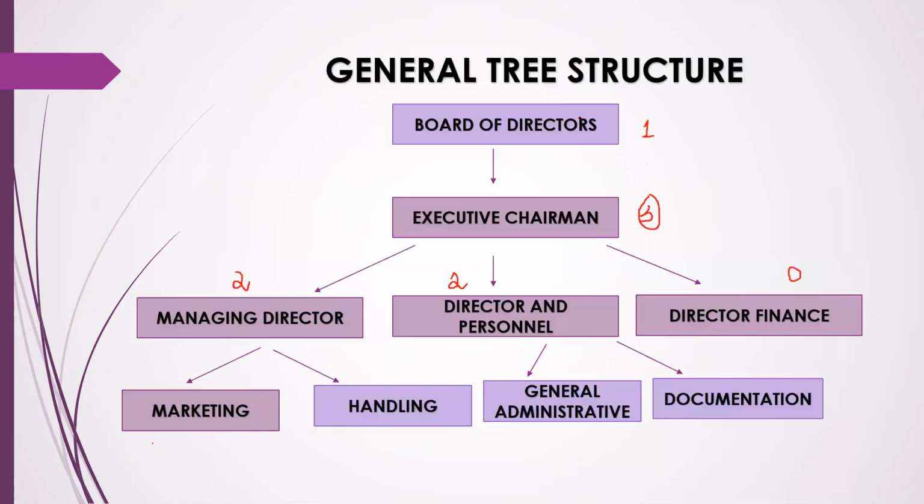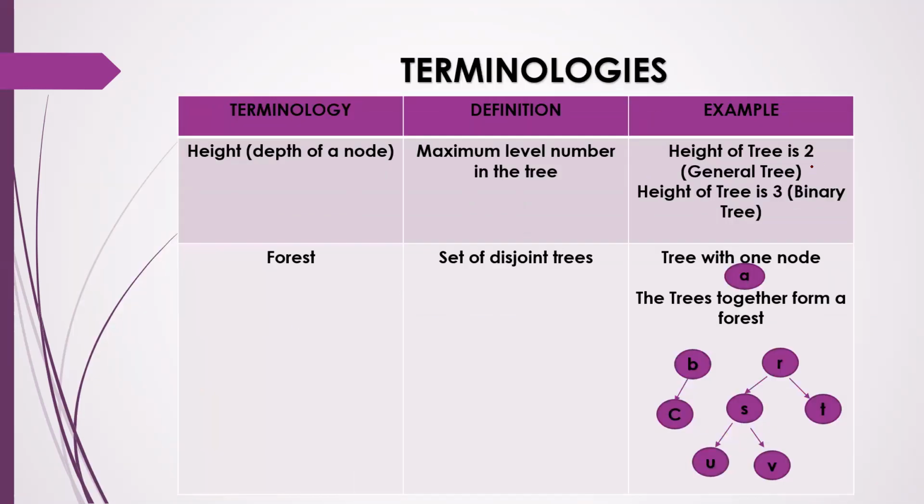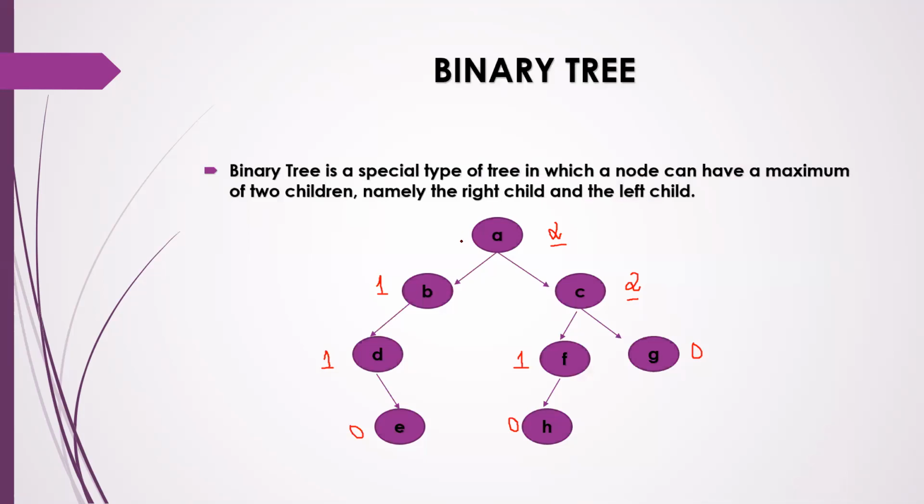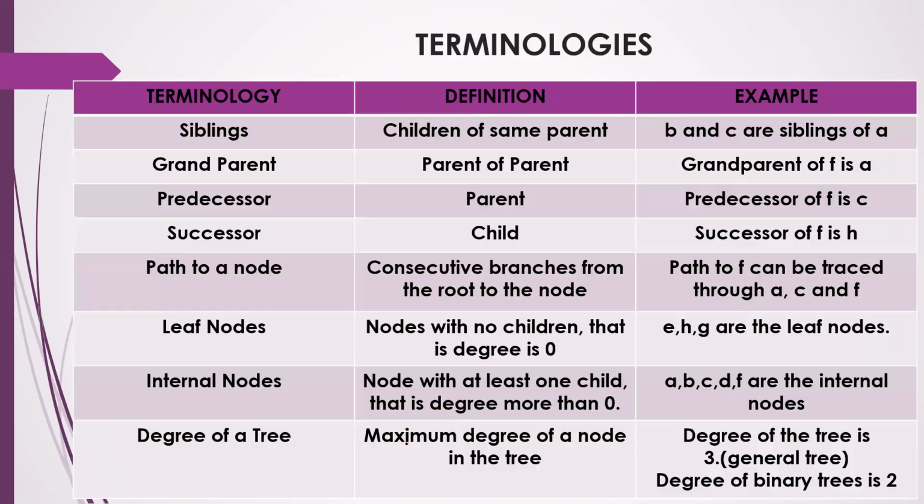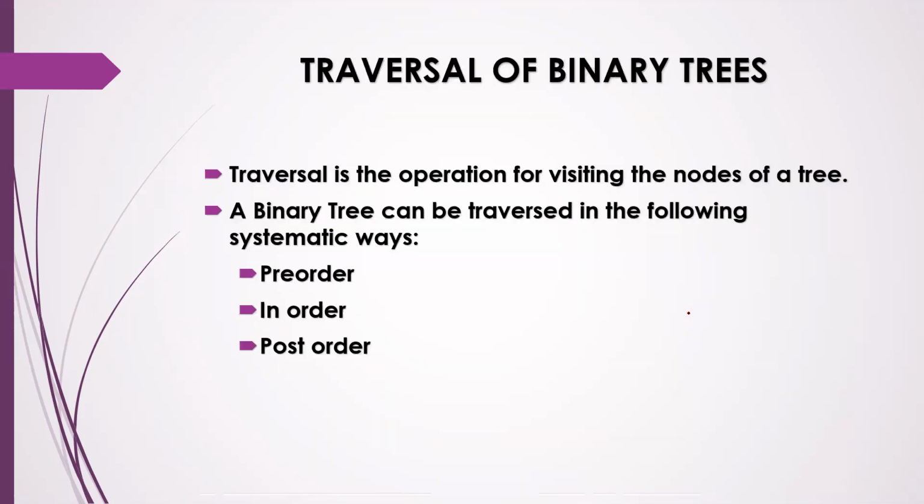For example, this is level 0, board of directors, level 1, executive chairman, this is level 2, and finally we have leaf nodes. So as you can see, 1, 2, 3. So it goes like that. So we can say the height of the general tree is 2. Height of binary tree is 3. So the levels are 1, 2, and 3. Now the forest is a set of disjoint trees, and trees together form a forest. We can have B and C, or separately, like R, S, T, U, V. So combining these 2 trees, they form a forest.